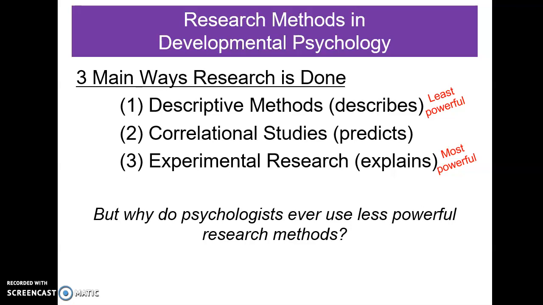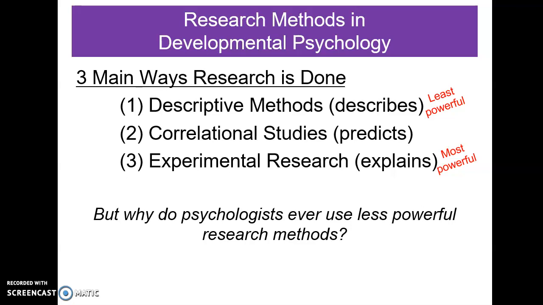So the first thing is I just want to review the three main ways that research is typically done. The first one is descriptive methods, and this is the least powerful method because it basically just allows researchers to describe what is going on. In this case, we can observe something, we can talk about how people react in a certain situation, but we can't really predict, we can't talk about what is causing something, we can only talk about what we see.